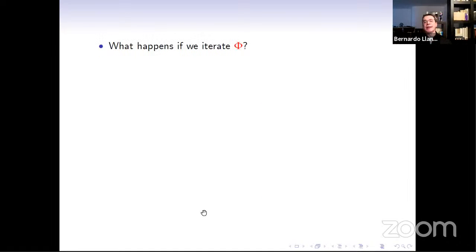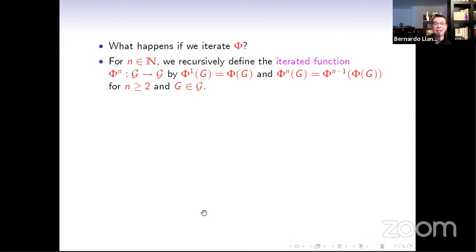Now we are interested in iterating the phi operator. What happens if we repeat and repeat and repeat this operator to the image? So I repeat the application of the operator and want to search for the behavior of the graphs. And this is the iteration function, which is a recursive definition.